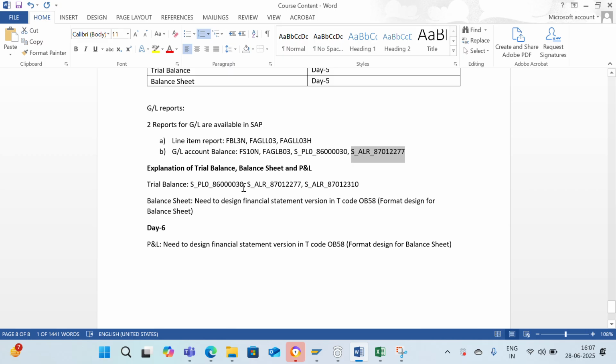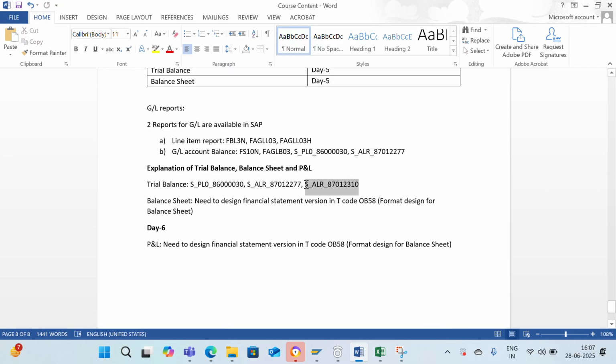And the trial balance is nothing but the GL balance report itself. So we have this particular report to use when anybody asks to generate the trial balance. Similarly, we have the same report to display the trial balance.